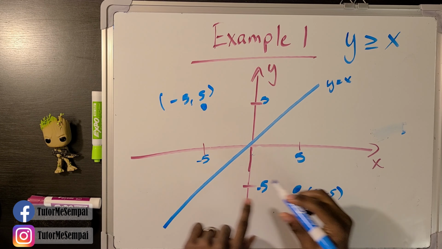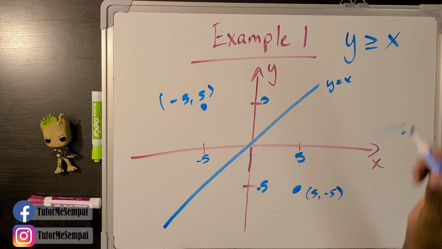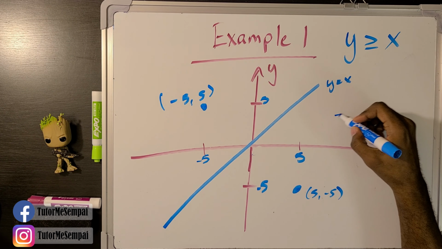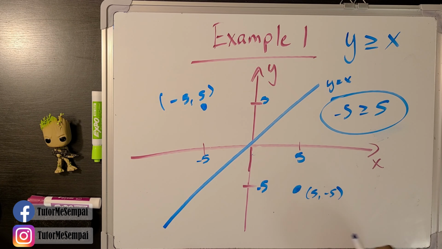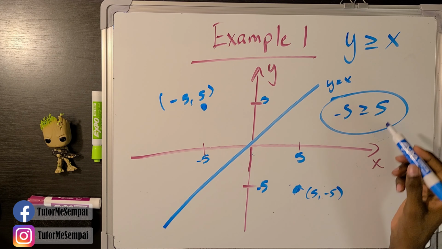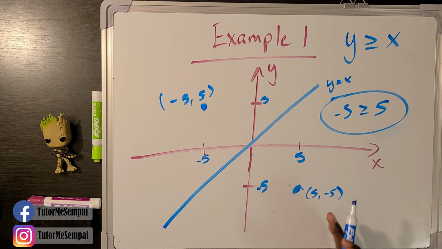Once again, this is not on the line, so we are picking something that is clearly not going to get confused. And if we plug that into our inequality, we're going to have -5 greater than or equal to 5. Now, is this true? Is that ever true? No. Since this is never true, this point doesn't satisfy our inequality. Therefore, it is not going to be in our shaded region.